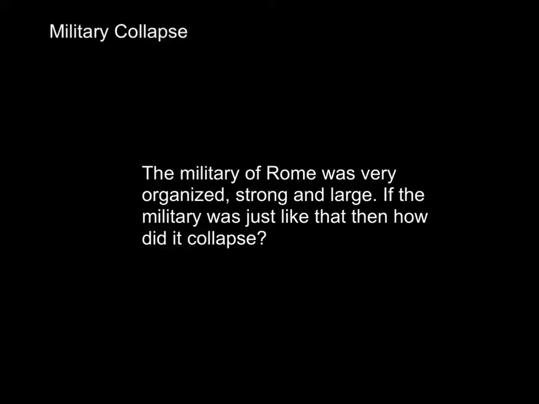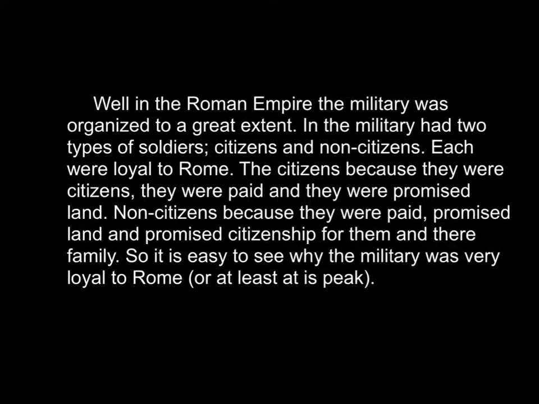Military collapse. The military of Rome was very organized, strong, and large. If the military was just like that, then how did it collapse? Well, in the Roman Empire, the military was organized to a great extent. And the military had two types of soldiers: citizens and non-citizens. Both were loyal to Rome.